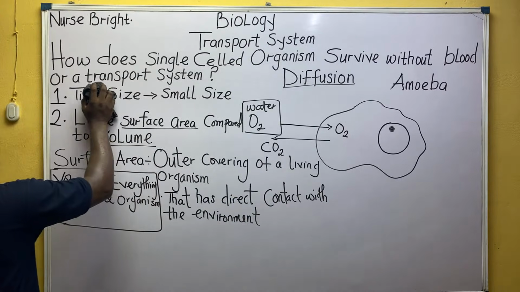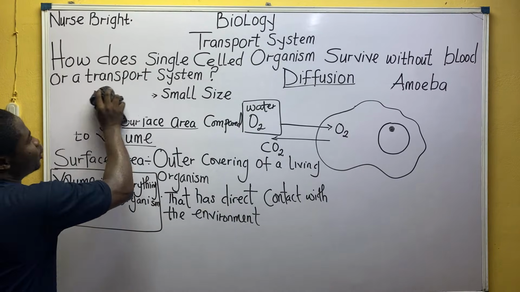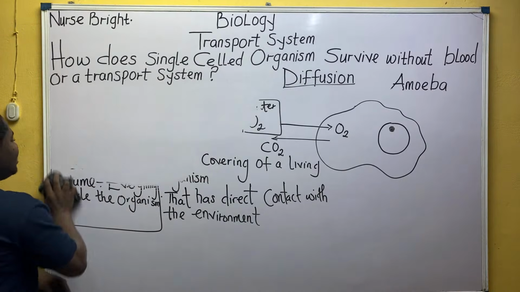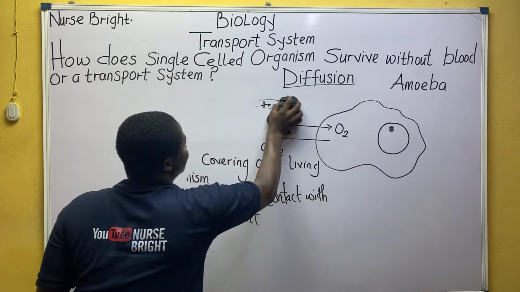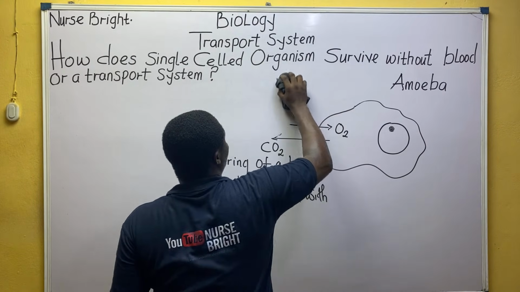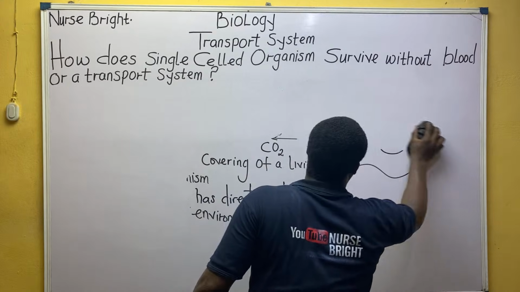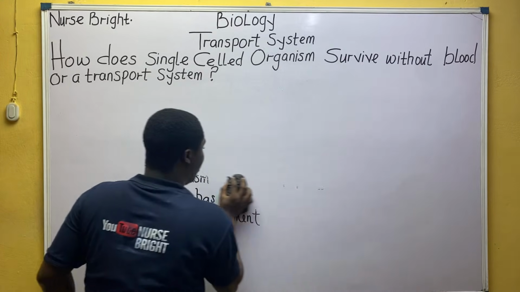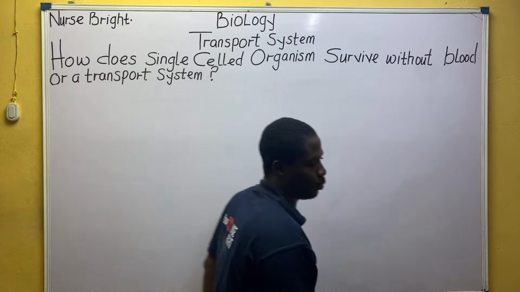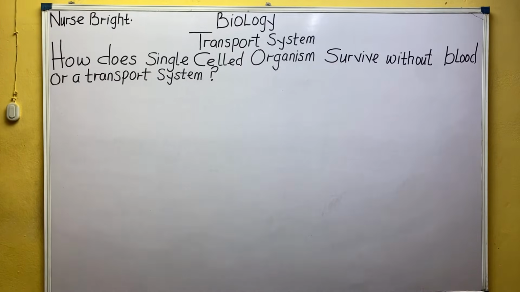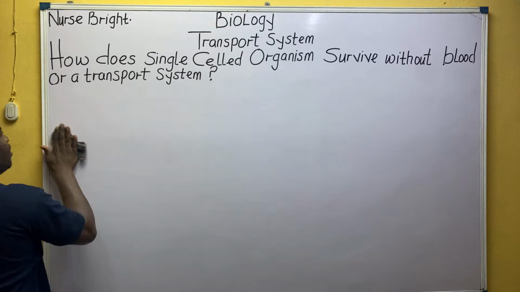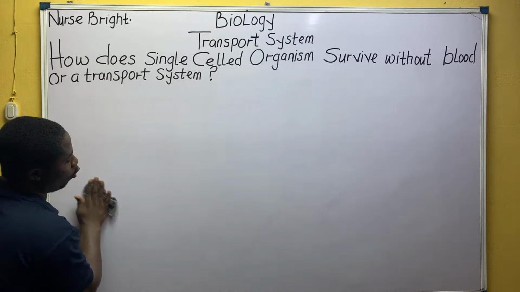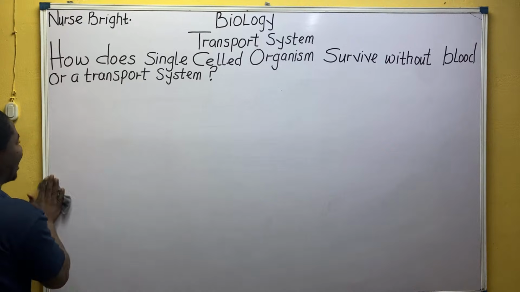So let's basically work on the drawing and tell you that small organisms have a larger surface area compared to their volume. They have a large surface area compared to their volume, and I'm going to prove it to you all, so that what I'm saying will actually make sense to you as a student watching me right now.